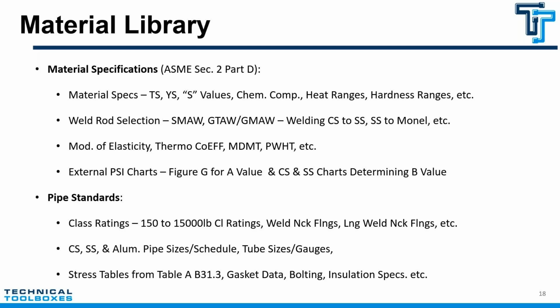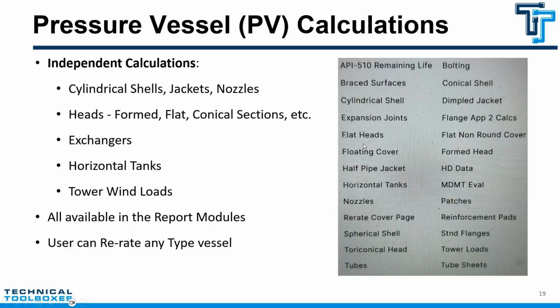Carbon steel, stainless steel, and aluminum pipe sizes, schedules, tube sizes, gauges, stress tables from table A, B, 31.3, gasket data, bolting, installation. So it's all there. All this stuff that you would normally have to go to the code for when you use an Excel, you don't have to worry about. It's all automated. Okay, and man, it's sweet. It takes all that frustration out of there. Sometimes we don't even know where to begin, right?